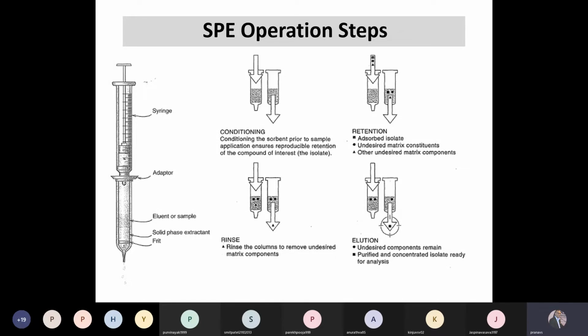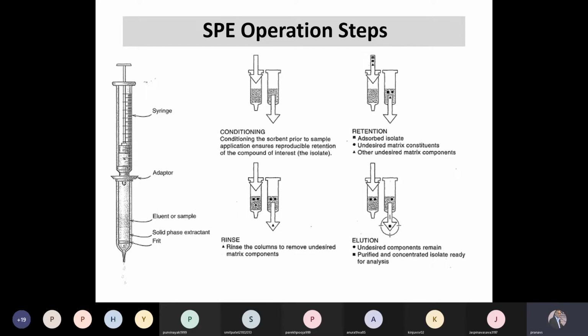And these are the following 4 steps which need to be followed for any SPE operation or extraction. The first step is conditioning. The second step is retention. That means conditioning with methanol. This is one of the most widely used solvents, methanol, for conditioning. Retention or loading. That means you load your sample.